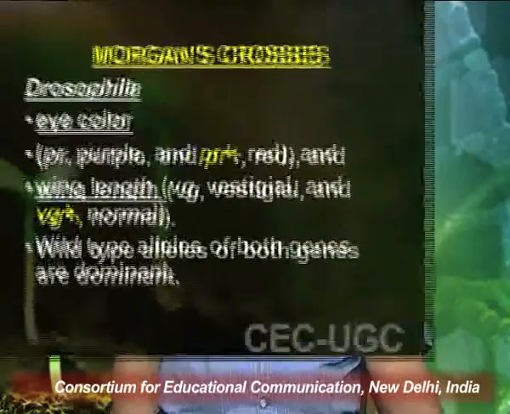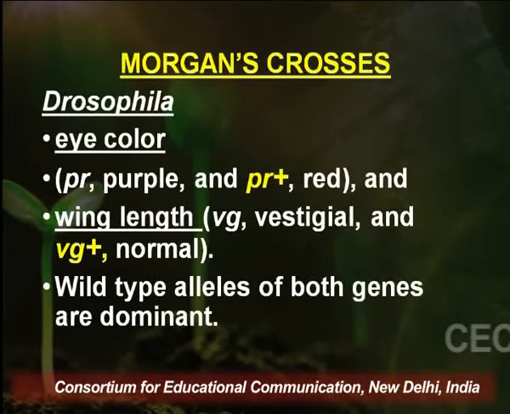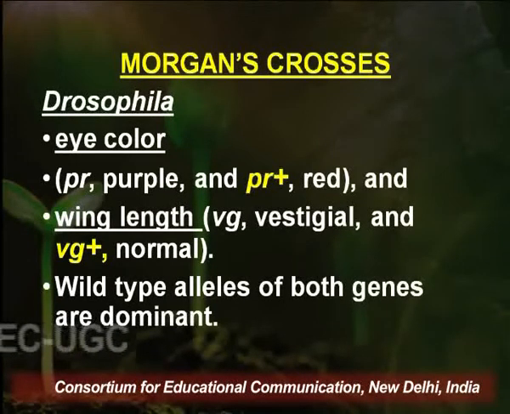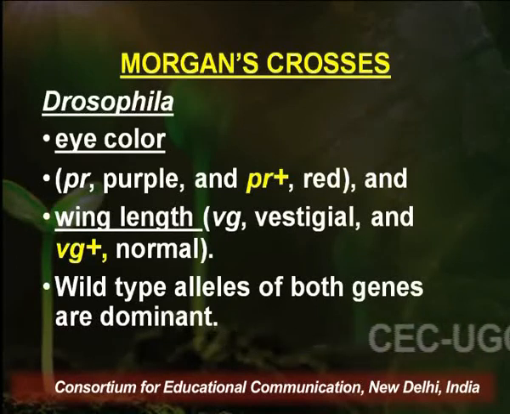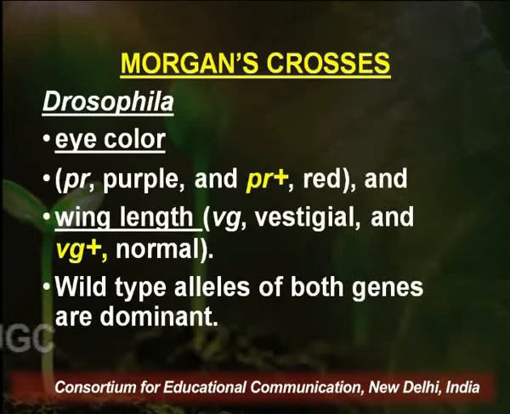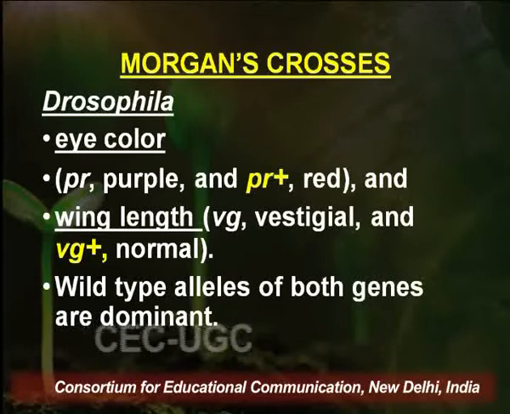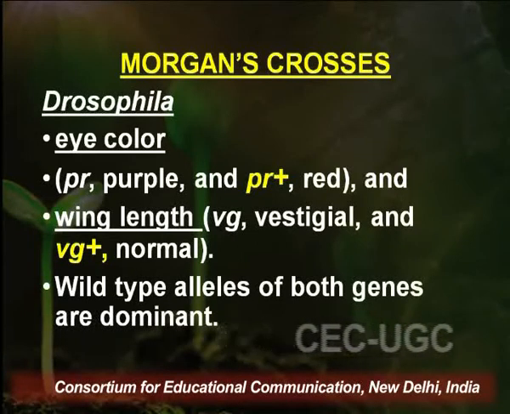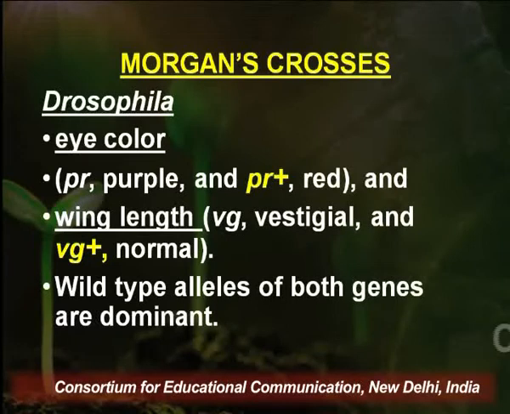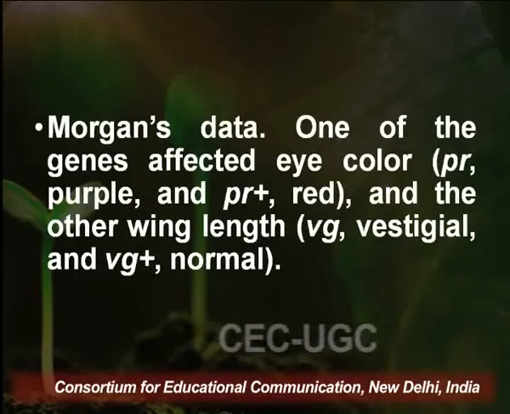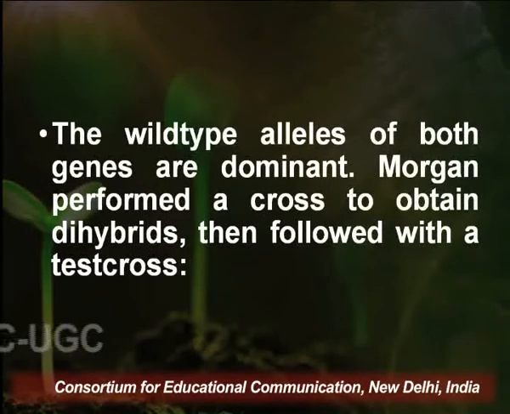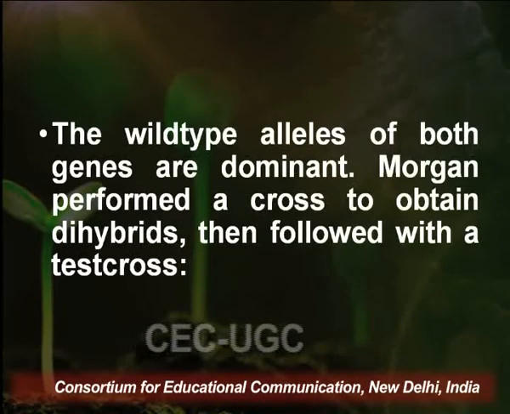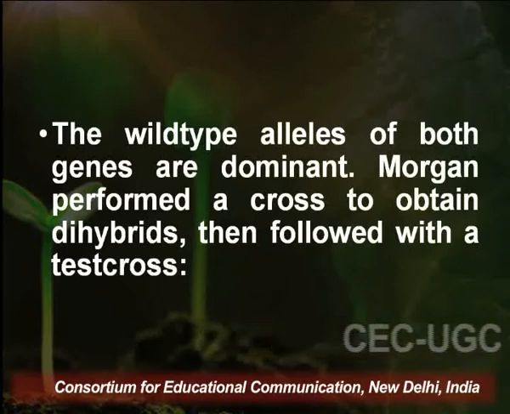As far as the first of the Morgan crosses is concerned, he started his work on Drosophila and he took into consideration eye color, the character, which was purple and red. As you can see on your screens, pr+ would here mean the wild type, and the red therefore is dominant over purple, and likewise vg+, that is normal wing length, is dominant over vestigial. So Morgan's data consisted of a dihybrid cross with these characters. He performed a cross to obtain dihybrids and then followed it with a test cross.